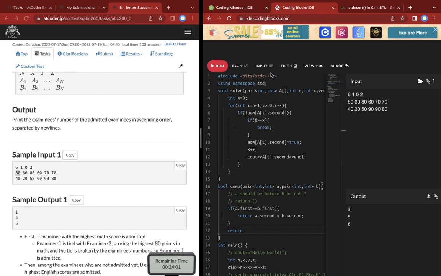And by default I'm going to sort on the basis of if a.first is greater than b.first. So this will sort in descending order. So I have to change this.